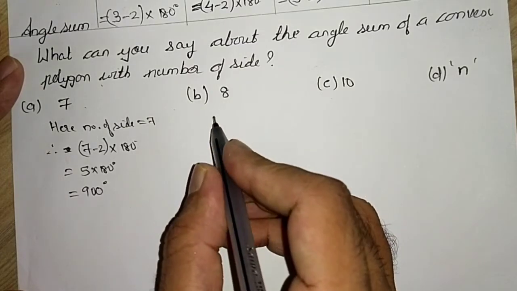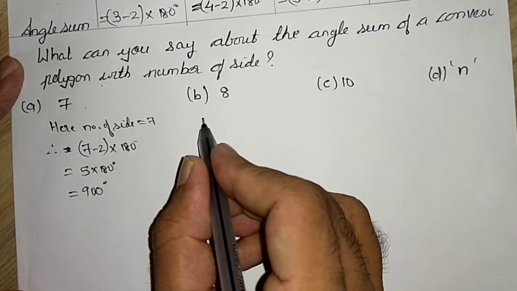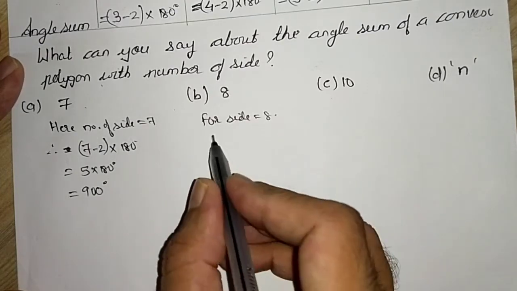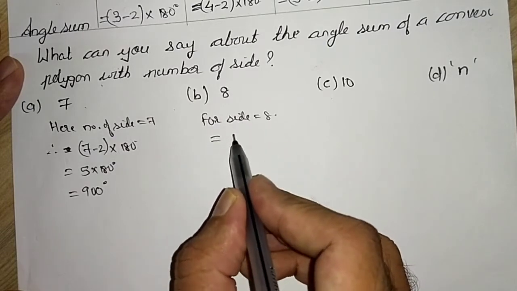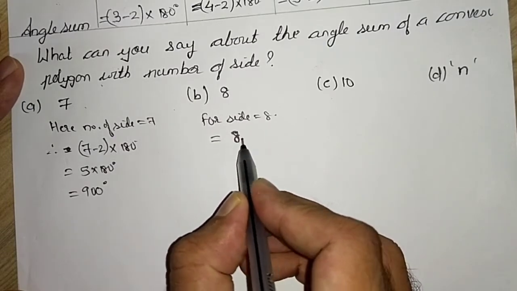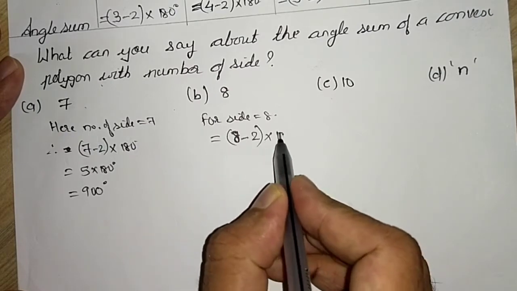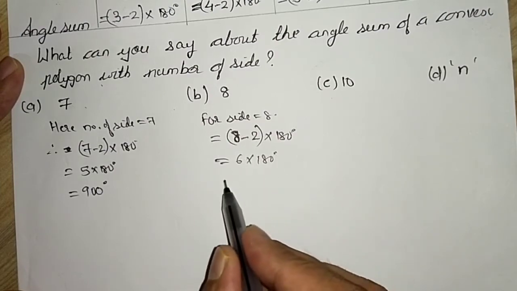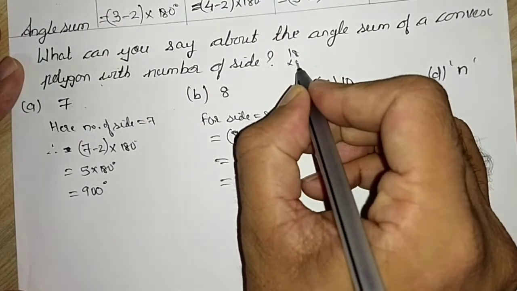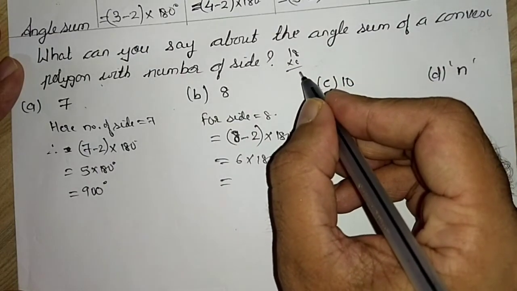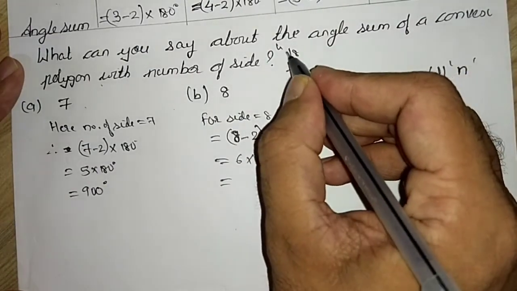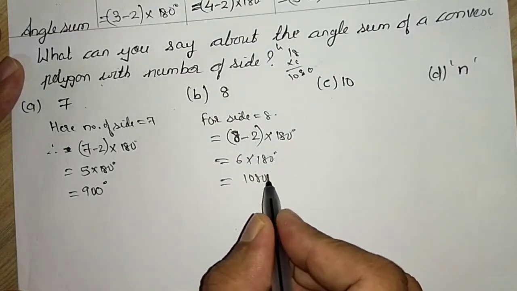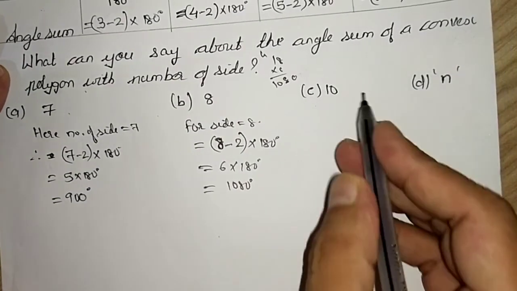Now let us see for 8. For sides equal to 8, what will we do? We will put, as they have given us, 8 minus 2 and then multiply by 180 degrees. So we will get 6 into 180 degrees. Let me multiply. 8 6s are 48, 6 1s are 6, and plus 4 is 10, so it will be 1080 degrees.